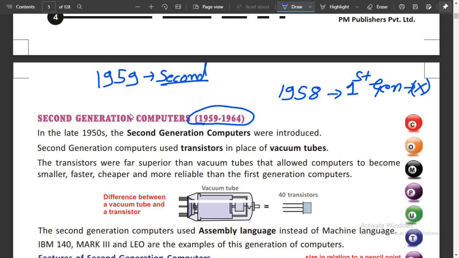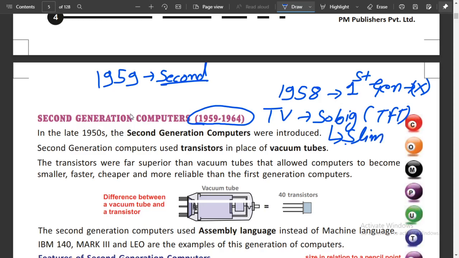If you ask your parents, then you will come to know that earlier days TV was so big, called TFT TV, and your grandparents must have seen this type of TV. Now you are having a slim TV, very lightweight, very good picture quality. It's called slim TV, and you might be comfortable with it. So if you ask your parents, you will see that this so big TV is not in function anymore.